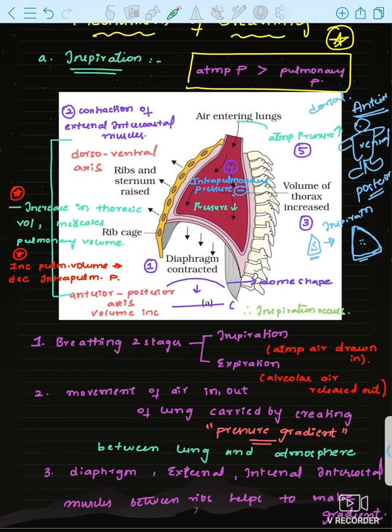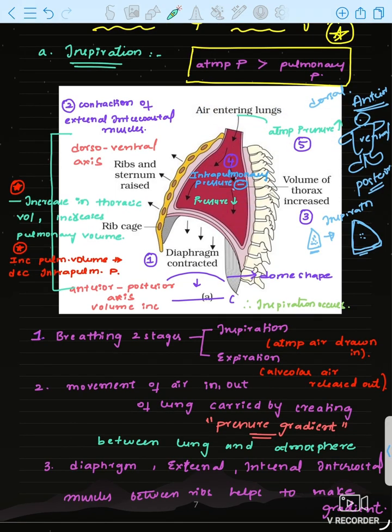So what happens? Volume of thorax is increased. If volume of thorax is increased, then pulmonary volume is also increased. If volume is increased, what happens? Intrapulmonary pressure, remember, intrapulmonary, inside the lung, it will become negative, and atmospheric pressure will be comparatively more, so air will be entering the lung. Simple, okay. So here are some points.